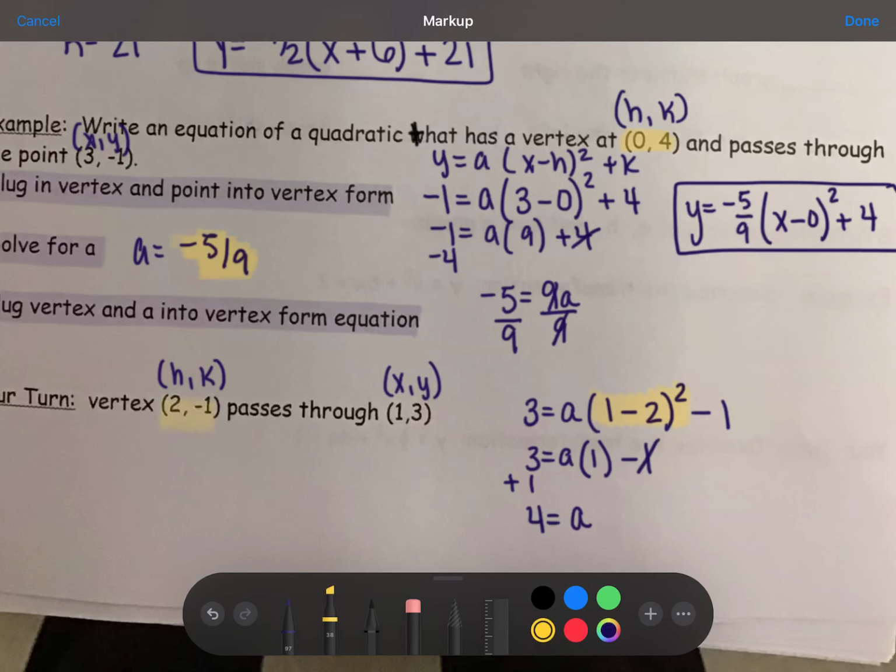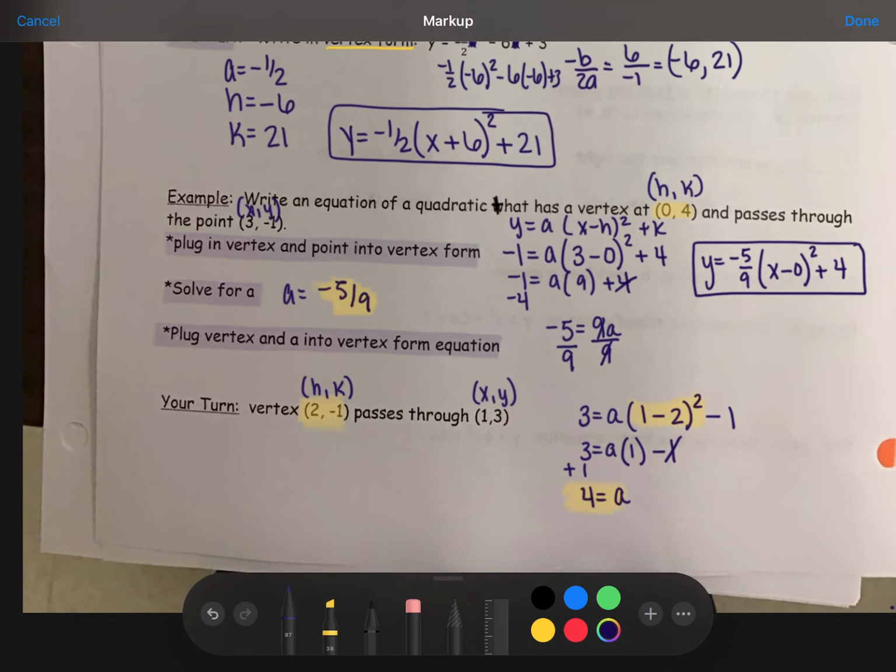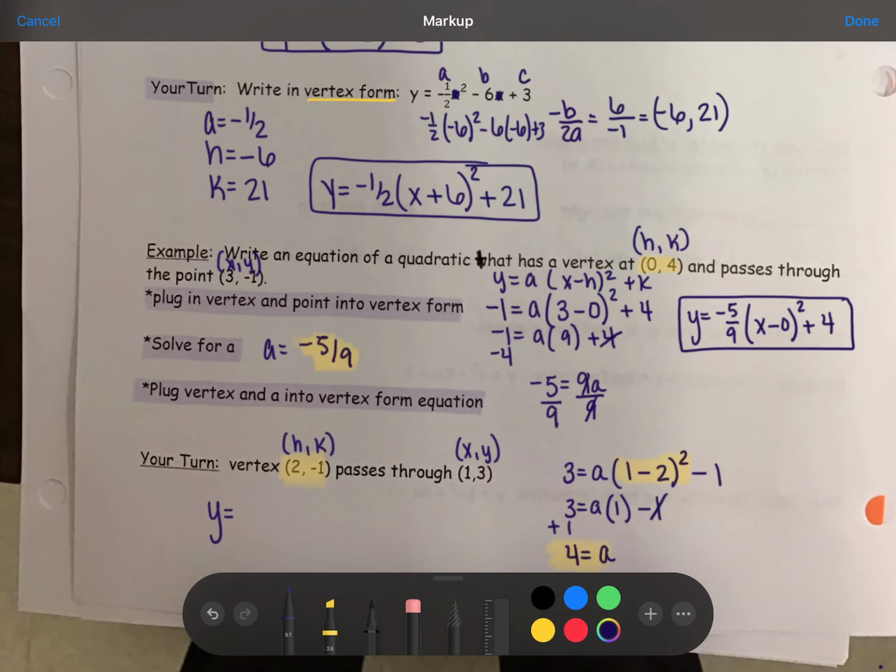Take your vertex and your a and plug it in and you'll be done. So y equals the a that we just found, (x minus h) squared plus k. And so there is my equation.